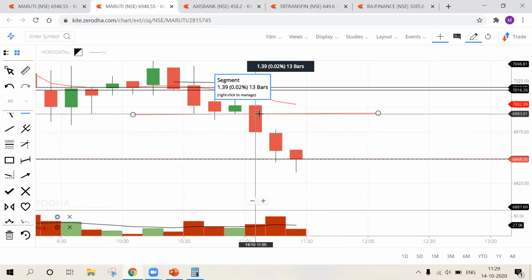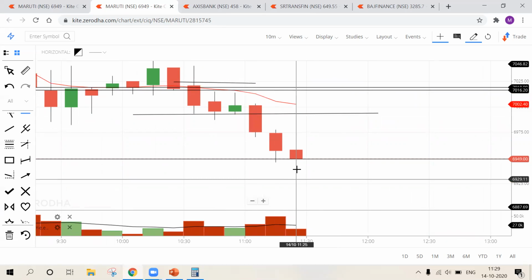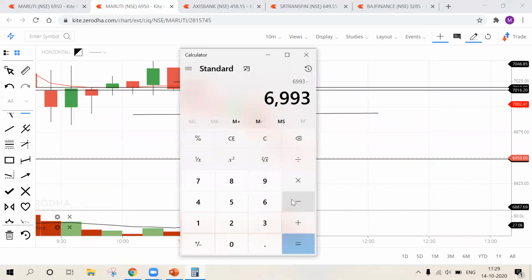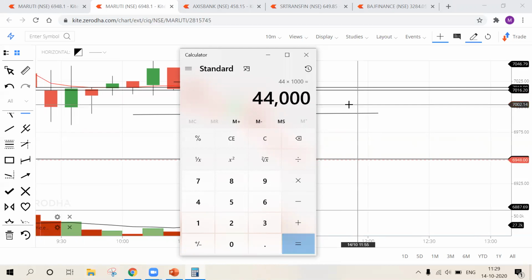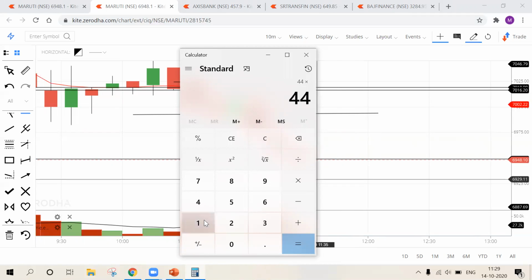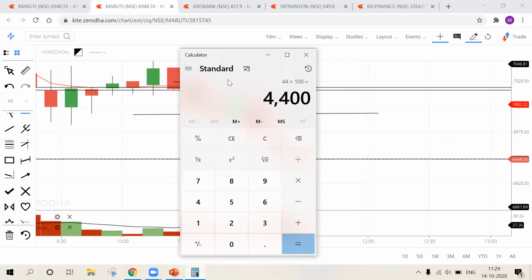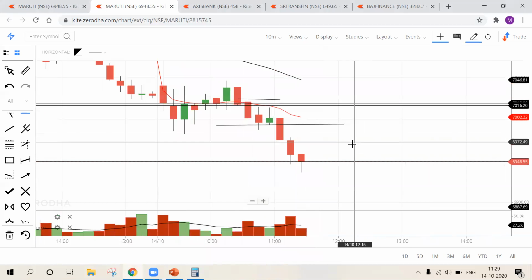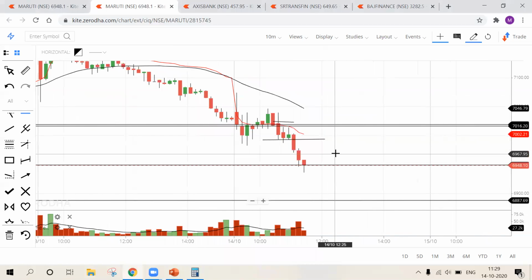See, I entered at 6993, and my target is at 6949. 6993 minus 6949 equals 44 rupees profit. Imagine that I already told you I'm going to enter with 1,000 quantities: 1,000 times 44 is 44,000. Imagine that you are entering with only 100 quantities: 4,400, more than enough for a day. I'm going to shut down my system immediately and have a break. So that's how you should be trading.